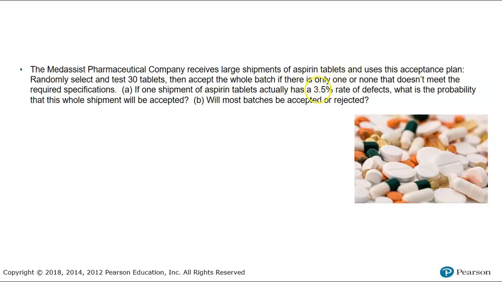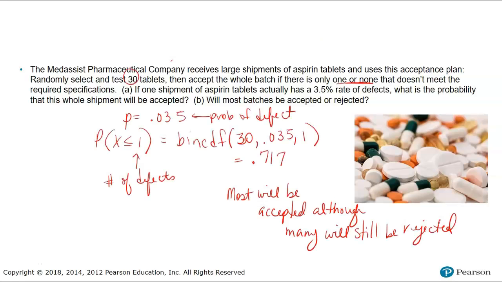Okay, here's another one to try. Okay, on this one is talking about acceptance of shipments.